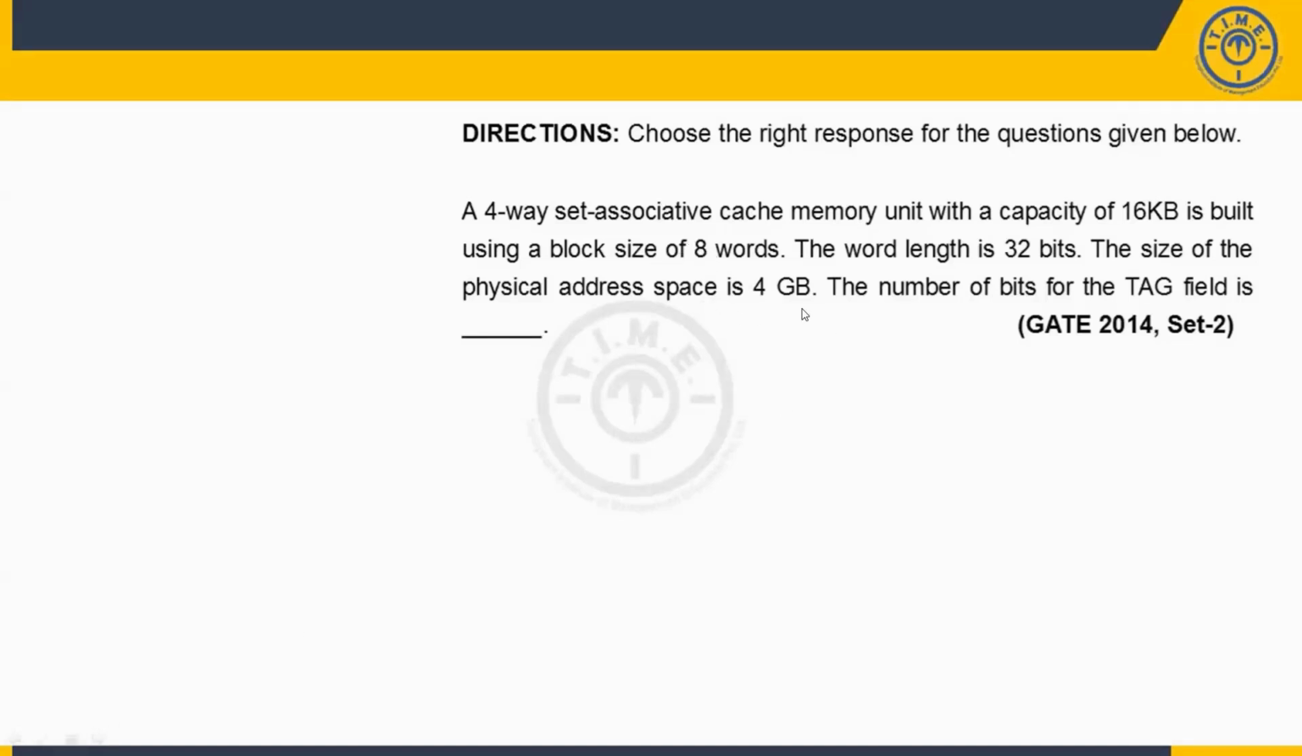The size of the physical address is 4 GB. 4 GB is 32 bits. The cache memory size is 16 KB. I got 18. Just a minute, let me calculate this. 32 minus 14 is equal to 18. 20 is the correct answer. Should I explain? Yes, sir.